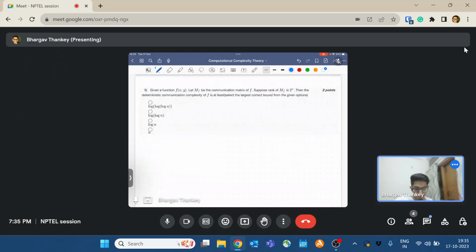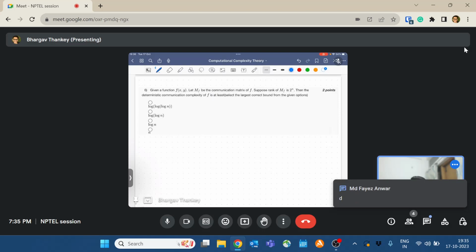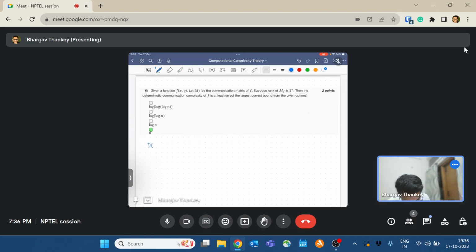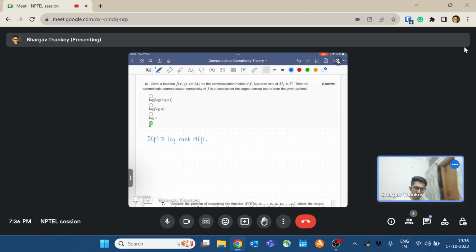The next problem is, given a function f(x, y) with communication matrix M_f, suppose the rank of M_f is 2^n. Then the deterministic communication complexity of f is at least what? Log log log n, log log n, log n, or n? Which of these is correct? Yeah, it's D. We know that the deterministic communication complexity is at least the log of the rank of M_f. Since the rank is 2^n, the log of the rank is at least n, and so D(f) is at least n.